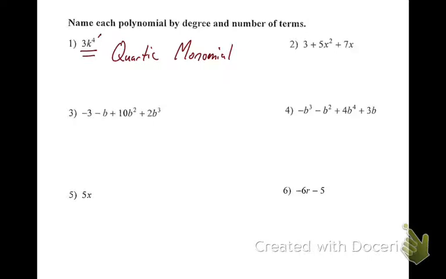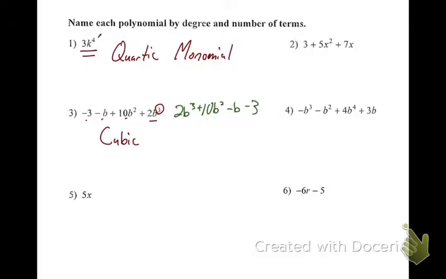So then the highest degree here is 3, so it's going to be a cubic. And then there's 1, 2, 3, 4 terms. I'm also checking to make sure that it's in standard form, which this one's not. So let me go ahead and rewrite it: 2b to the third plus 10b squared minus b minus 3.